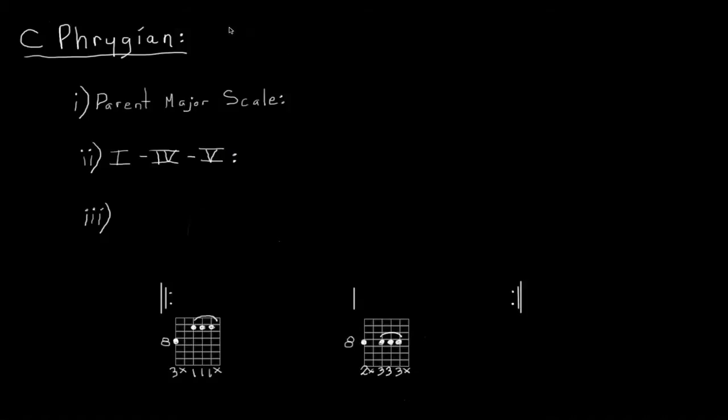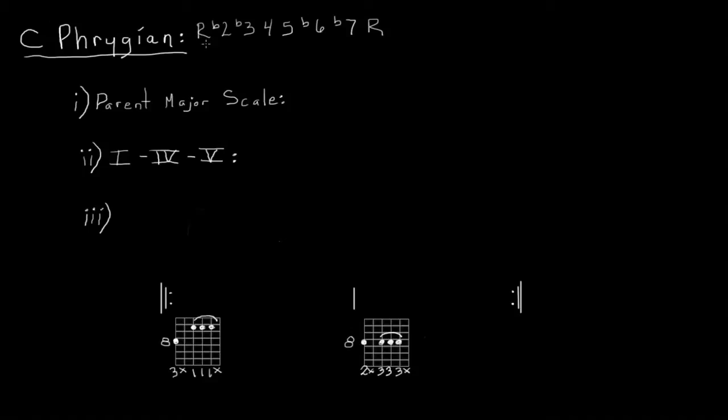Okay, today we're going to talk about Phrygian mode. Phrygian mode is the third mode of the major scale. Its formula is root, flat 2, flat 3, 4, 5, flat 6, flat 7, and root note. And that's it.